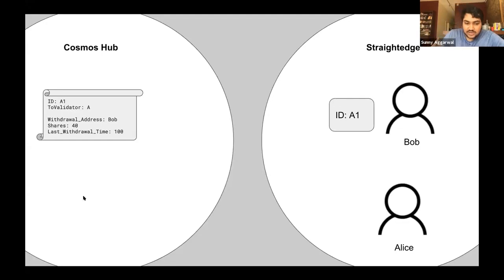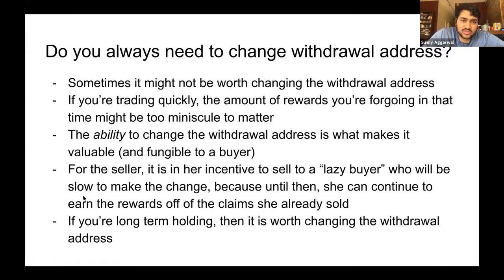So this is one of the more, it is kind of a little bit annoying that you have to do this, but this is sort of how it has to be done, so that the withdrawal address in state has to be, you have to be able to update it. The question is, do you always need to change the withdrawal address? I would say not always.